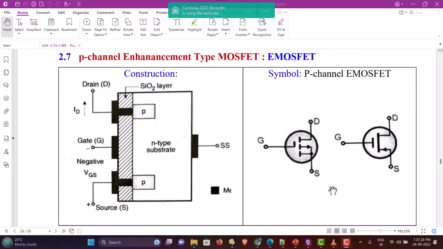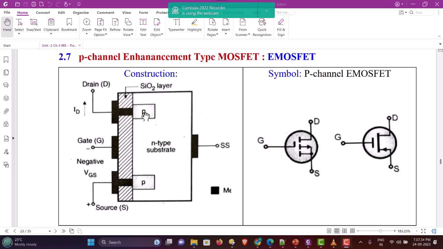P-channel MOSFET is another type of MOSFET. We will see here, compared to N-channel enhancement MOSFET, the difference is that instead of a P substrate, now an N substrate is used. The channel islands are of P-type material. As usual, no channel exists.